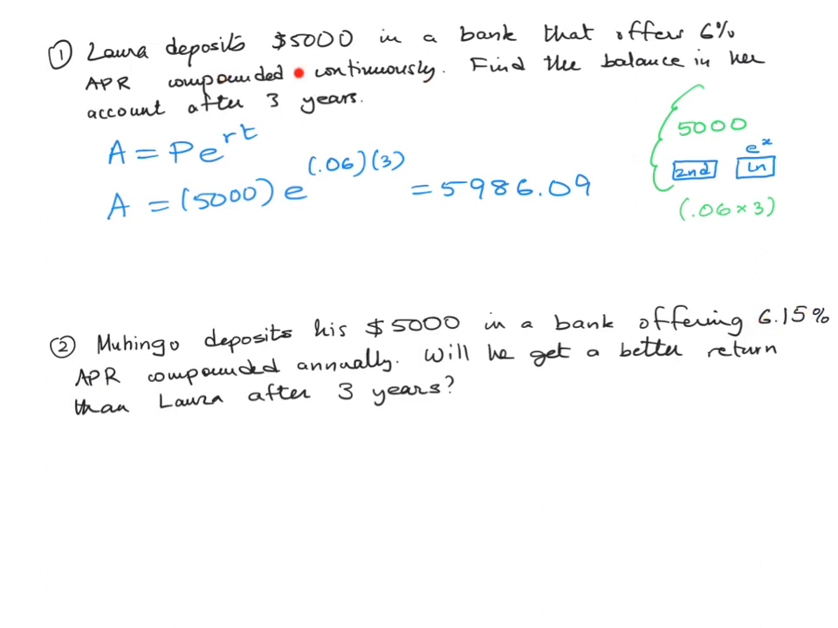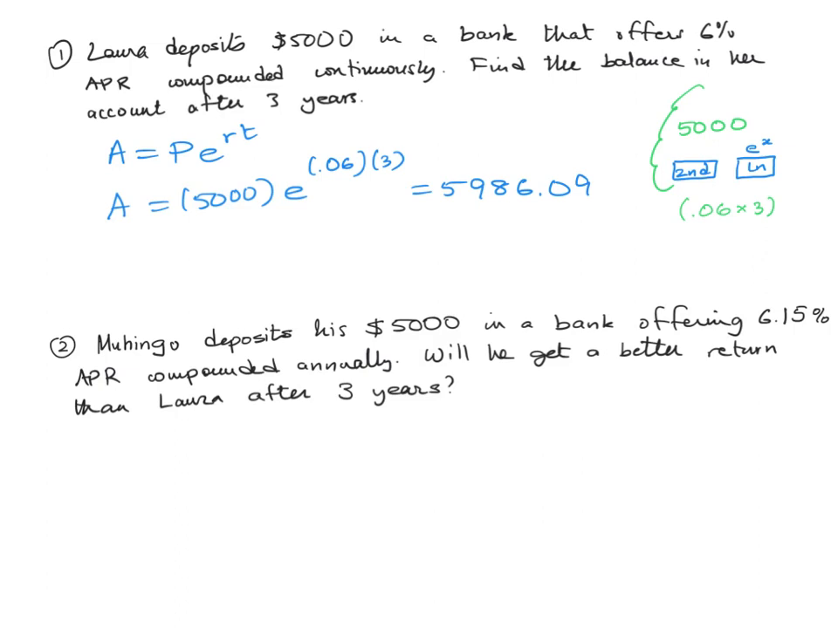However, compounding continuously is an advantage over compounding annually. So how much of an advantage? Is 6.15 enough to beat out the 6% because it's been compounded annually? Or is the compounded continuously going to be enough to beat out the compounded annually because the 6 is close to 6.15? So let's figure this out.